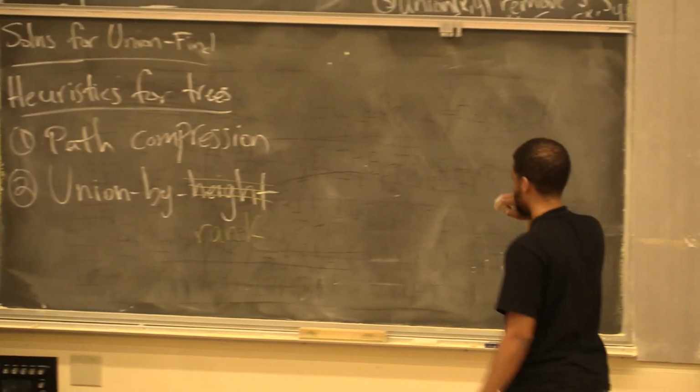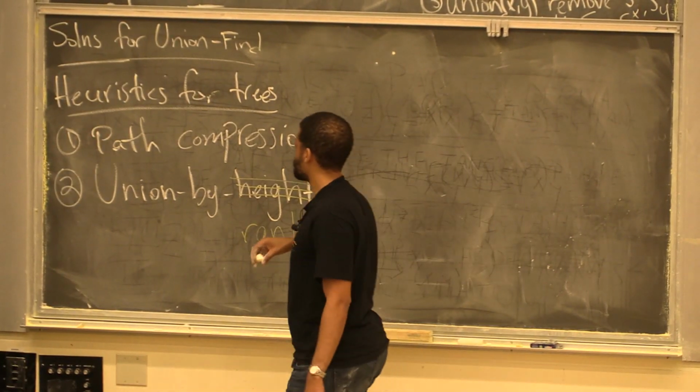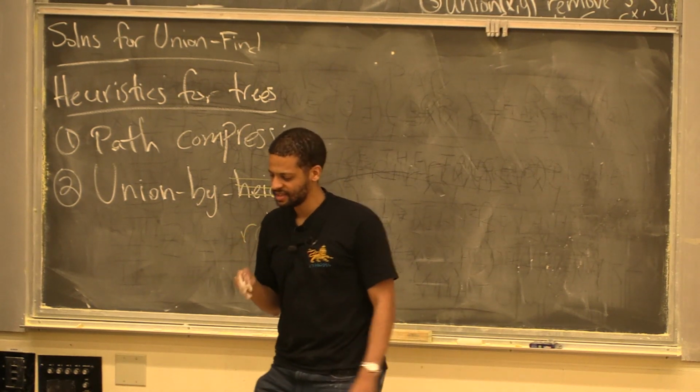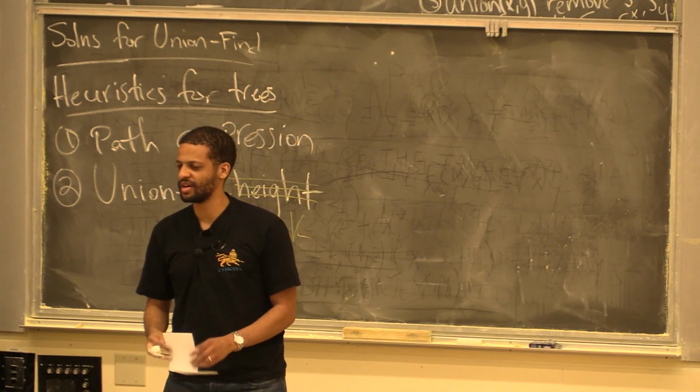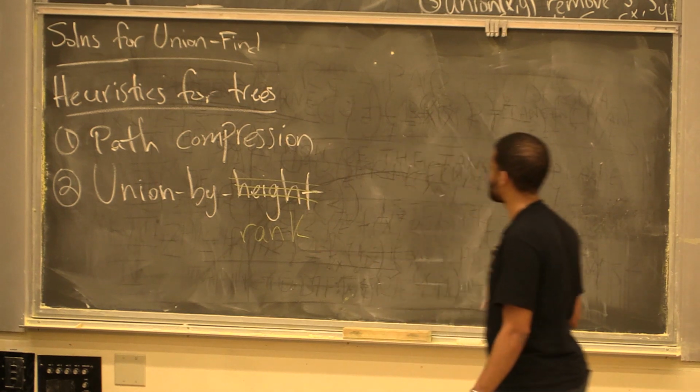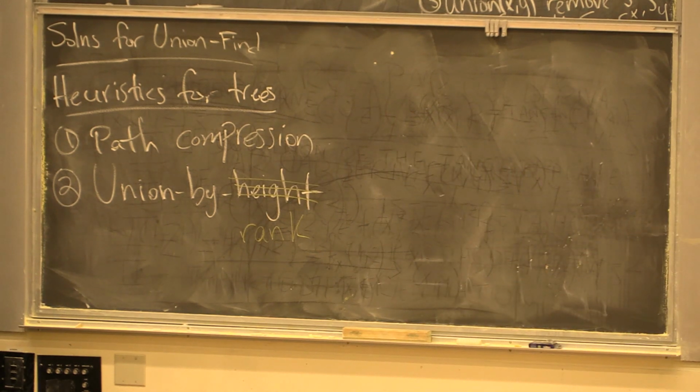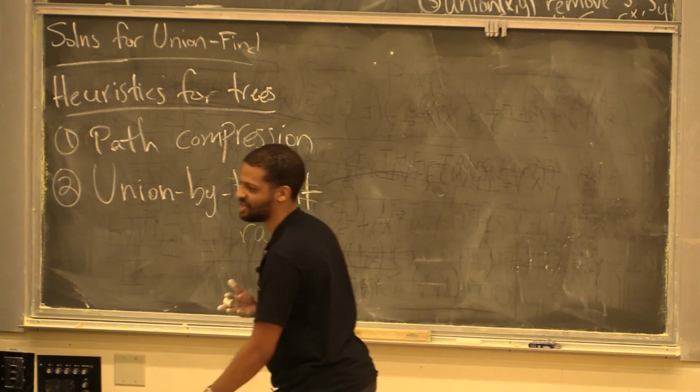So maybe what I'll do now is write some pseudocode down, because I know that people have seen this data structure before in 61B, so I don't want to spend too much time on the pseudocode, but I do want to write it down to make sure we all are on the same page here.